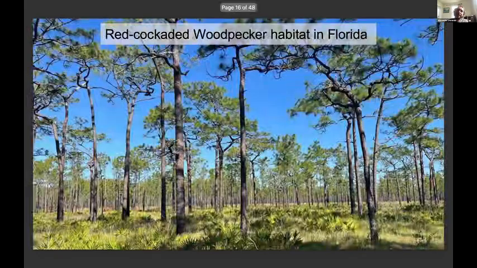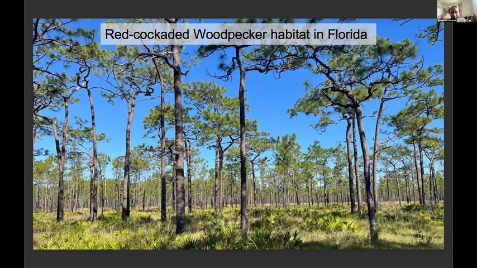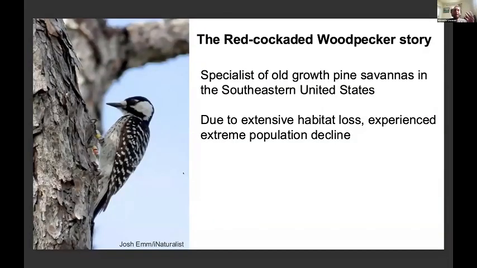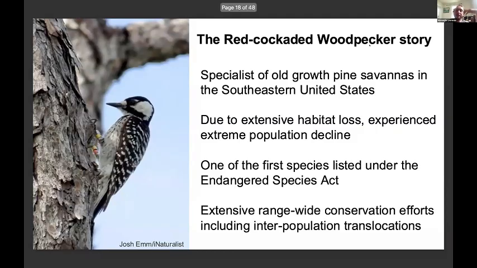This is what their habitat looks like down in Florida, these really kind of old growth pine savannas where there's very little understory or mid-story vegetation, and it's kind of these old gnarly pine trees. However, this type of habitat was extensively destroyed and altered throughout the 1900s. And so this resulted in a pretty extreme population decline for the red-cockaded woodpecker, unfortunately. Because of that, it was actually in the first batch of species that was listed and protected under the United States Endangered Species Act when that was ratified in 1973.